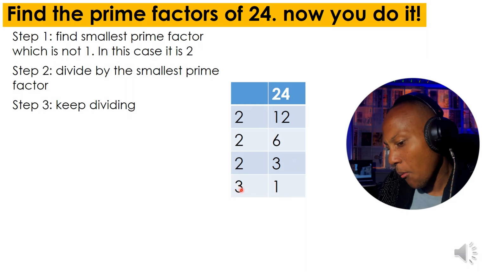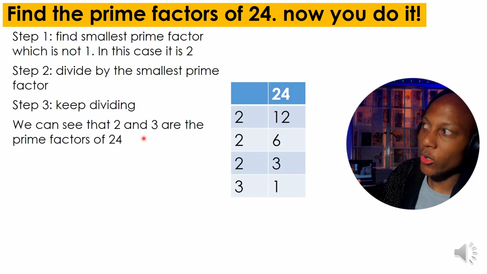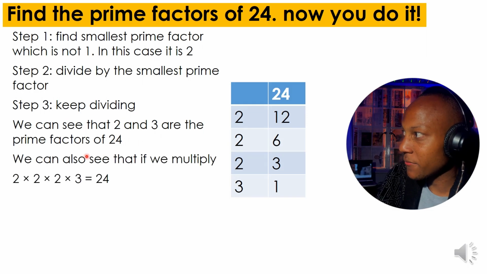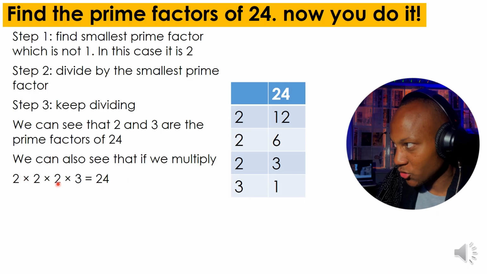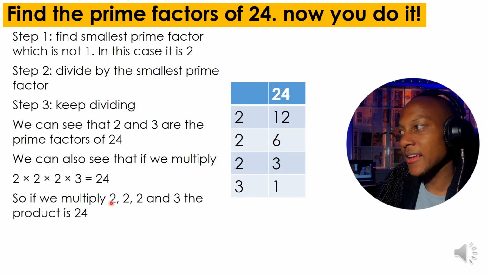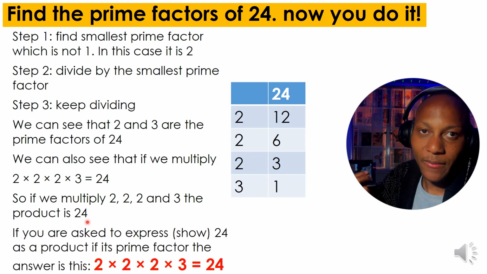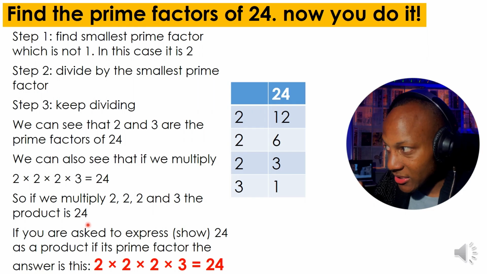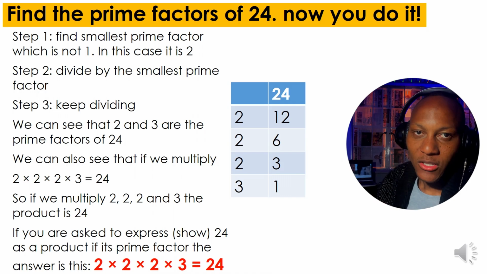Go with me. Now, we can see that 2 and 3 are the prime factors of 24. We can also see that if you multiply 2 times 2, that's 4, times 2, that's 8, times 3, that's 24. So if you multiply these three 2s and this 3, the product is 24. So if you're asked to express 24 as a product of its prime factors, you simply show that 2 times 2 times 2 times 3 is equal to 24. That's your answer.